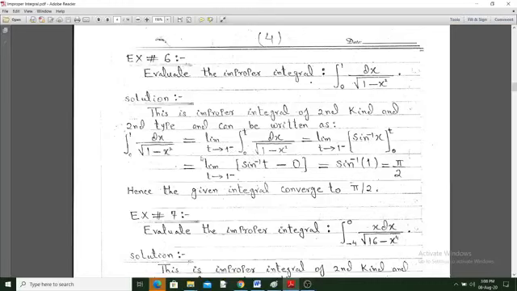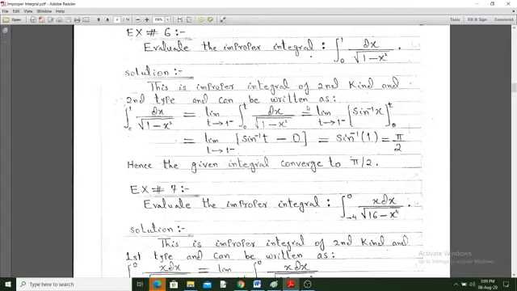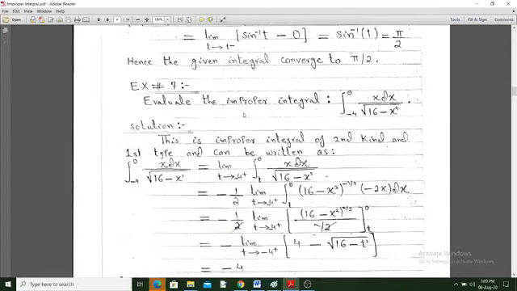So I write this integral as limit t tends to 1 negative of the integral from 0 to t, and integrating this expression we get sine inverse x. Then I put the limit 0 to t, we get this term, and at the end I put t equals 1, and sine inverse 1 is pi by 2. So this integral is convergent, and convergent to pi by 2.